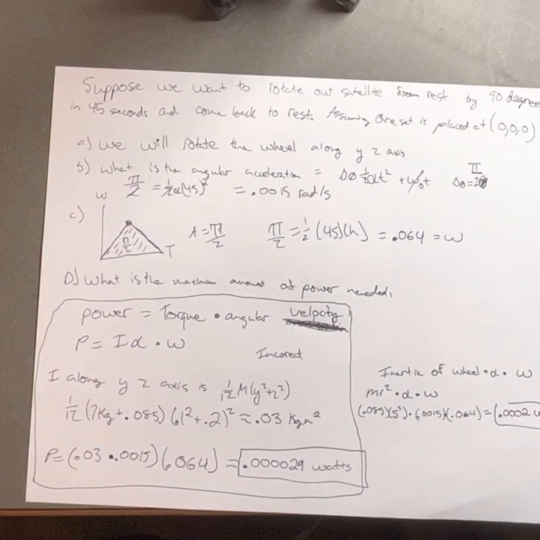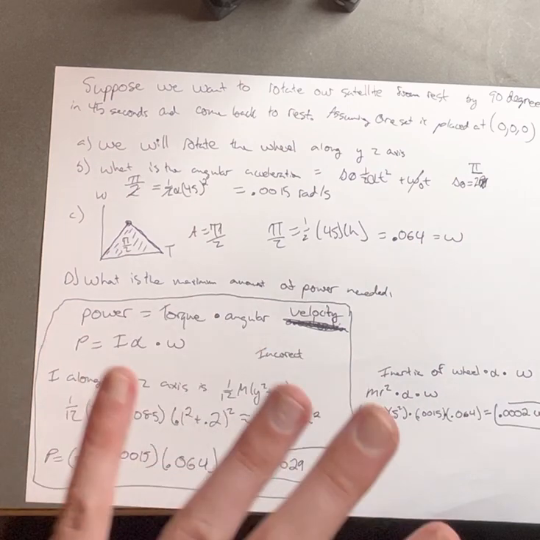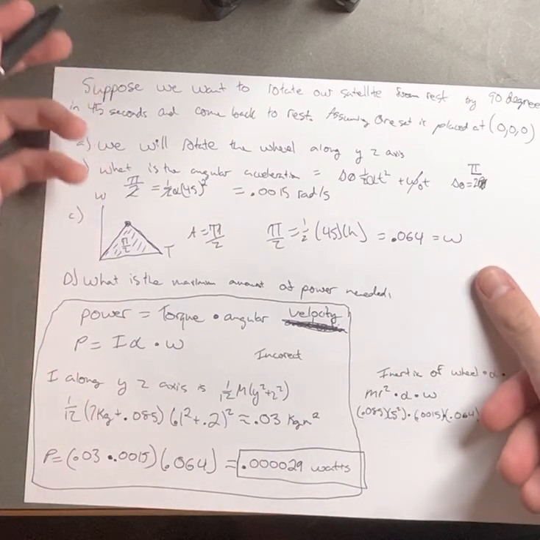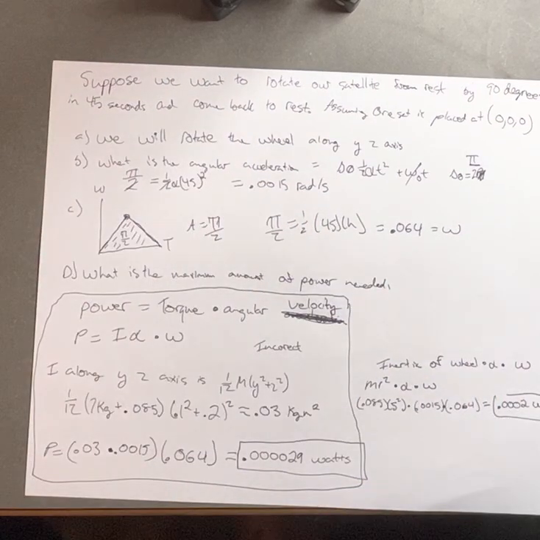And suppose we want to rotate our satellite from rest by 90 degrees in 45 seconds and come back to rest. Assuming OreSat, we're going to put the OreSat at 0, 0, 0. We're going to rotate it around the YZ axis because we're moving it by 90 degrees around the x-axis. So we're putting it along the YZ axis. What is our angular acceleration?